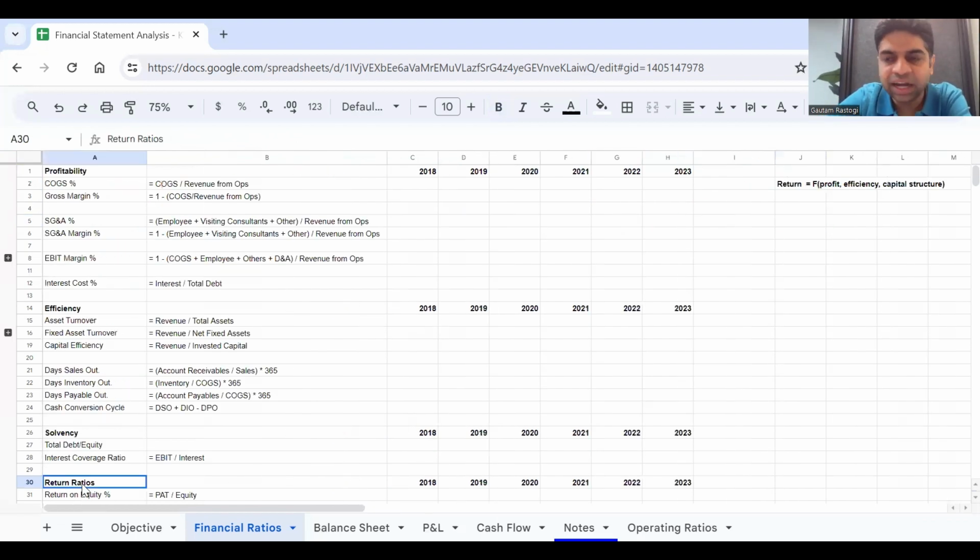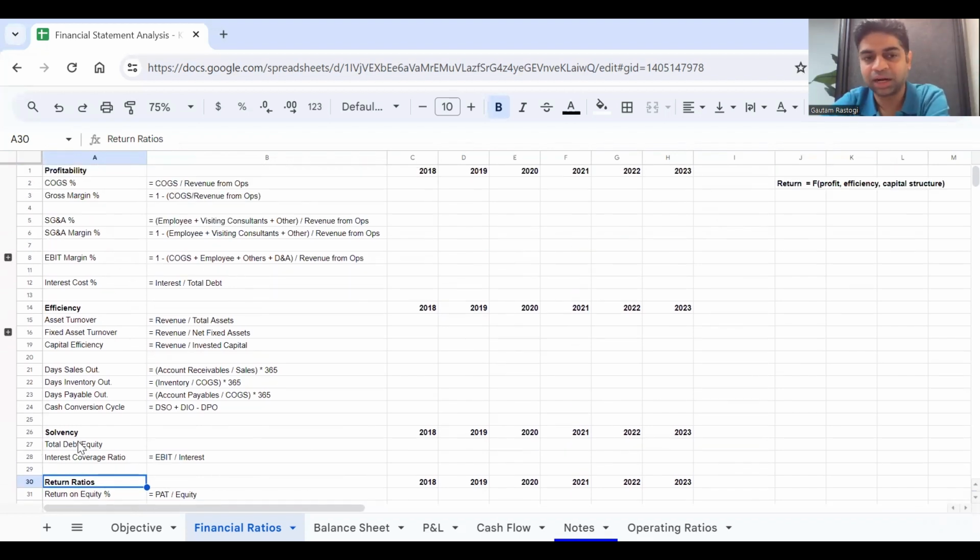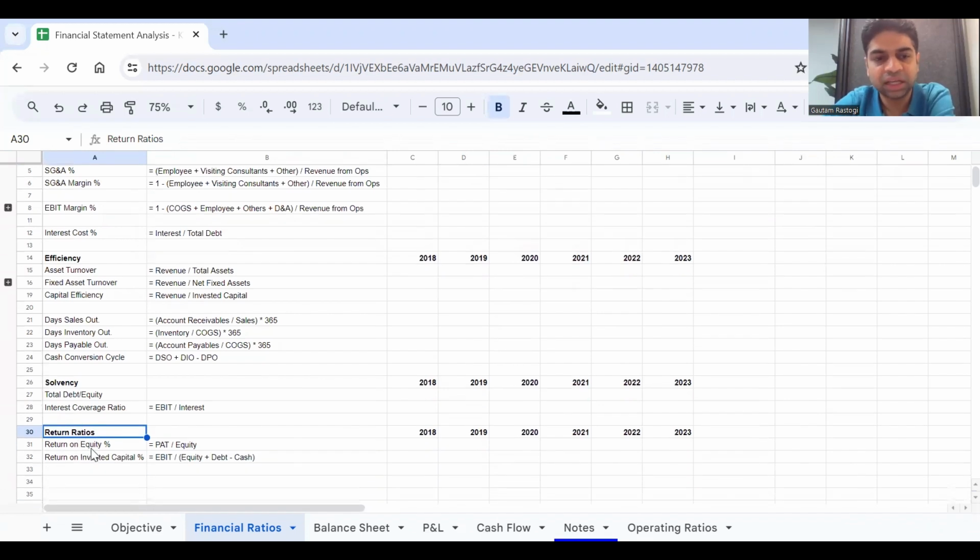So at the end I have return ratios. This is a function of these three things. Profitability I know you understand. Efficiency is how efficiently you're deploying your capital, or how efficiently you are sweating your assets or utilizing your assets. The third thing, solvency, is about capital structure. So a combination of these three things gives you return, and that is perhaps the most important metric tracked by both the firm and the investors.